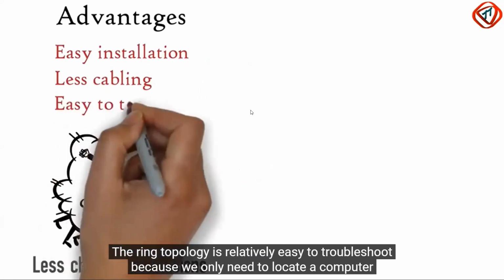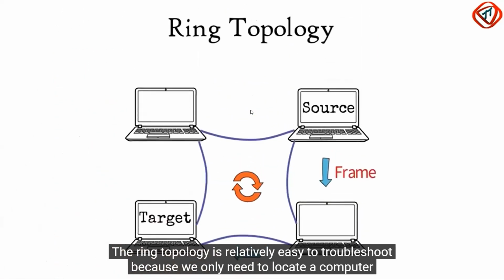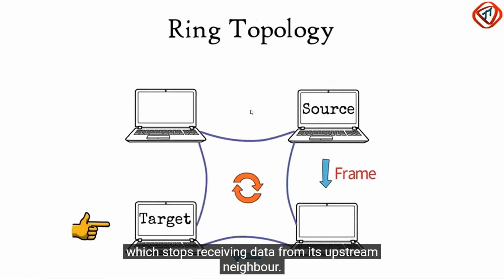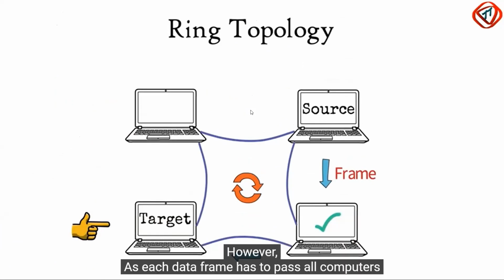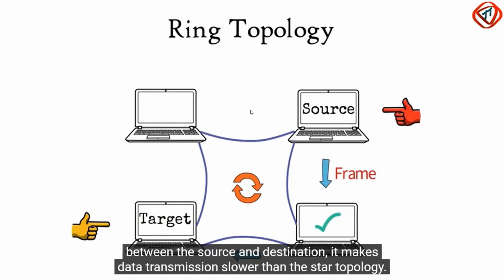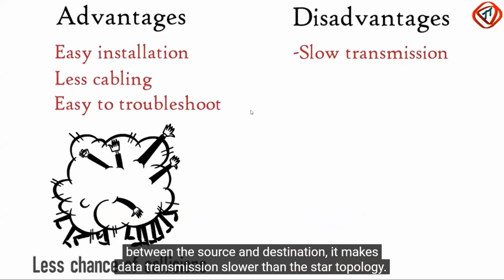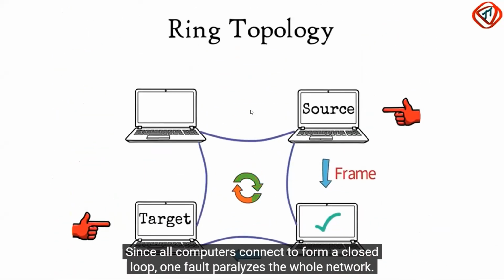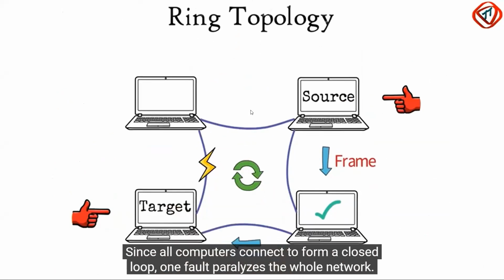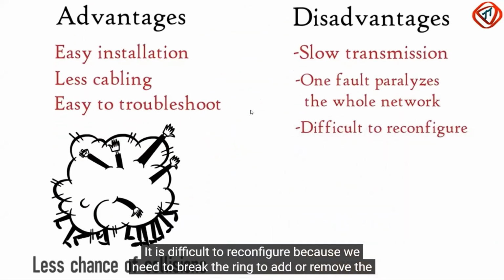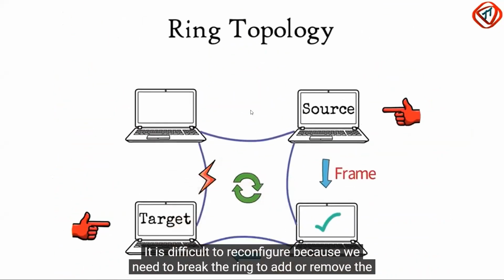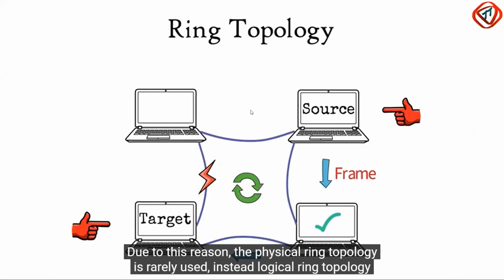The ring topology is relatively easy to troubleshoot because we only need to locate a computer that stops receiving data from its upstream neighbor. However, as each data frame has to pass all computers between the source and destination, it makes data transmission slower than the star topology. Since all computers connect to form a closed loop, one fault paralyzes the whole network. It is difficult to reconfigure because we need to break the ring to add or remove computers. Due to this reason, the physical ring topology is rarely used. Instead, logical ring topology is used.